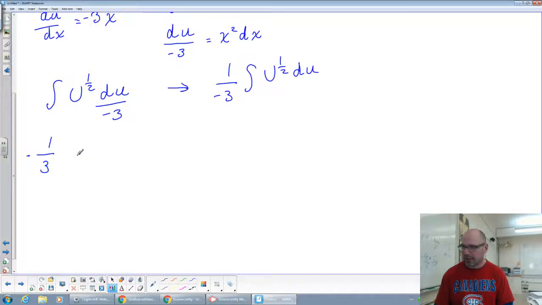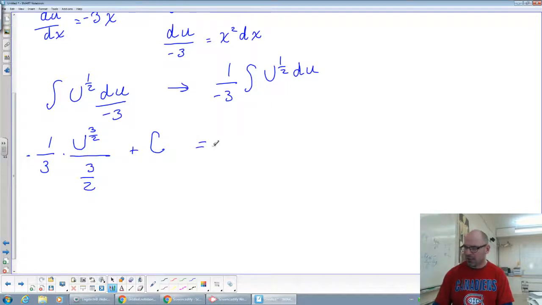Okay, so the rule is adding. So this would be u to the 3 halves, since 1/2 plus 1 is 3 halves, over, again, 3 halves up here, plus our c. Okay, so we have to do some manipulation here. We got a negative 1/3 and a 2 and a 3/2 here, and a u. So we got to be careful with our algebra.